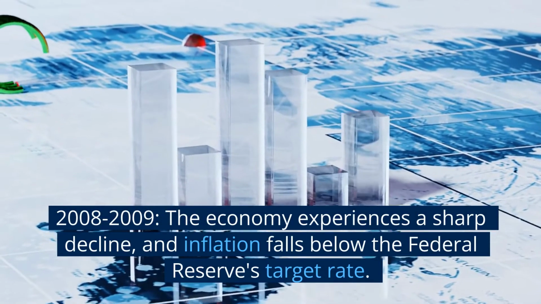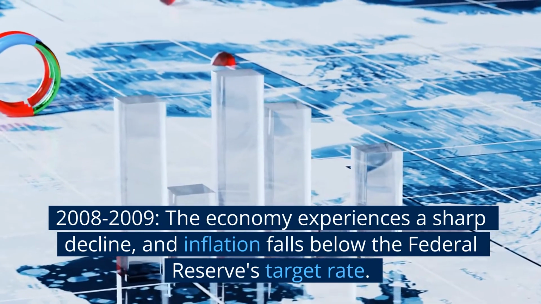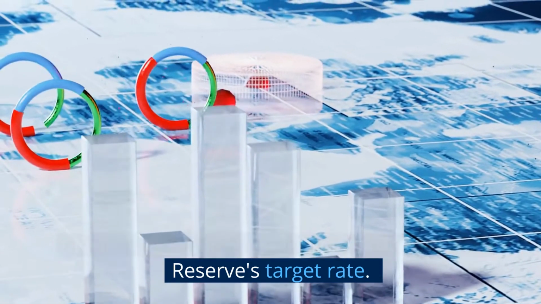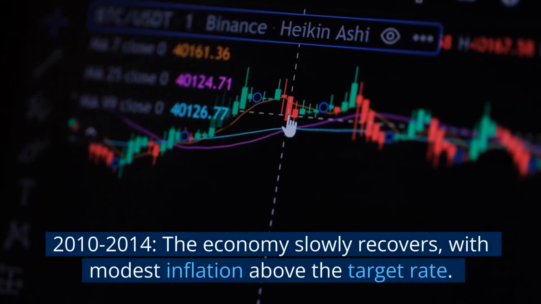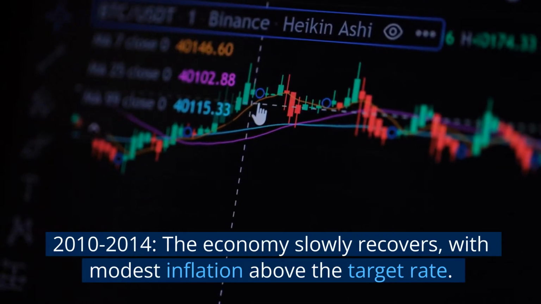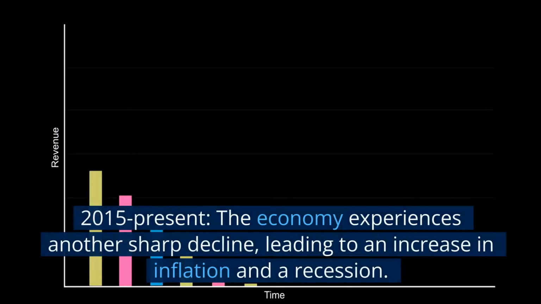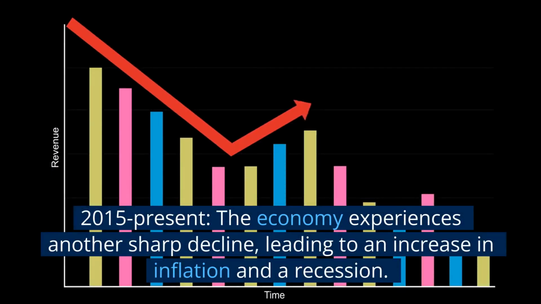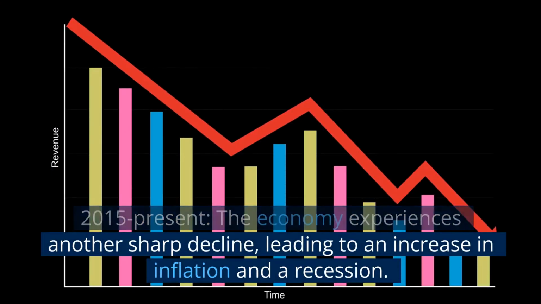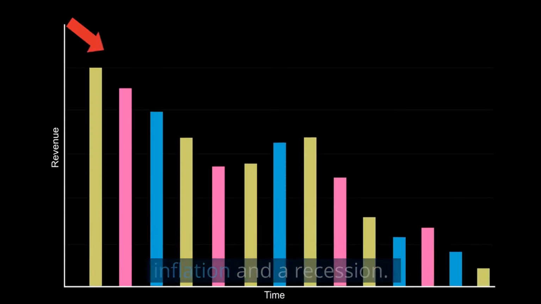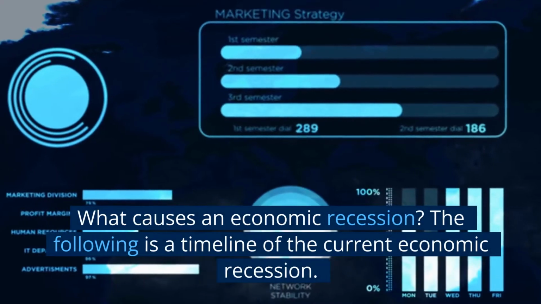2008-2009, the economy experiences a sharp decline, and inflation falls below the Federal Reserve's target rate. 2010 to 2014, the economy slowly recovers, with modest inflation above the target rate. 2015–present, the economy experiences another sharp decline, leading to an increase in inflation and a recession. What causes an economic recession?